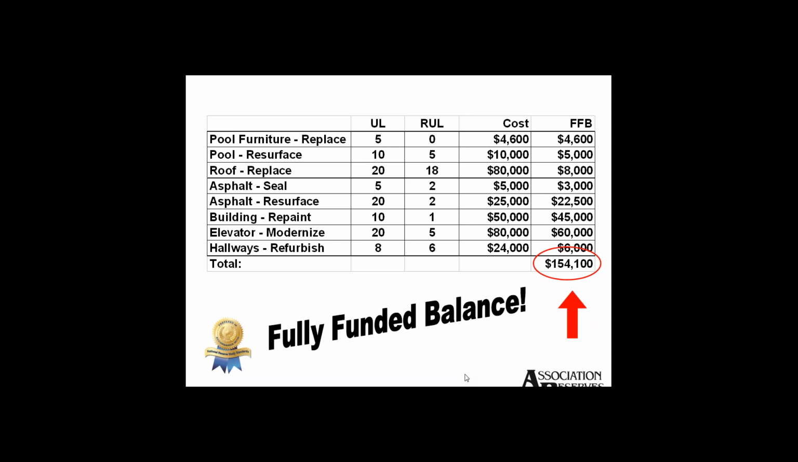So we do the same calculation for each component, as you can see, and we calculate the fully funded balance total for the association. At this time, the fully funded balance is $154,100. Each year, the replacement cost estimates change, and the useful life and remaining useful life estimates change, so you can imagine how this fully funded balance figure changes each year. But it's a predictable, moving target. Hang in there because we're just about to get to a breakthrough concept.